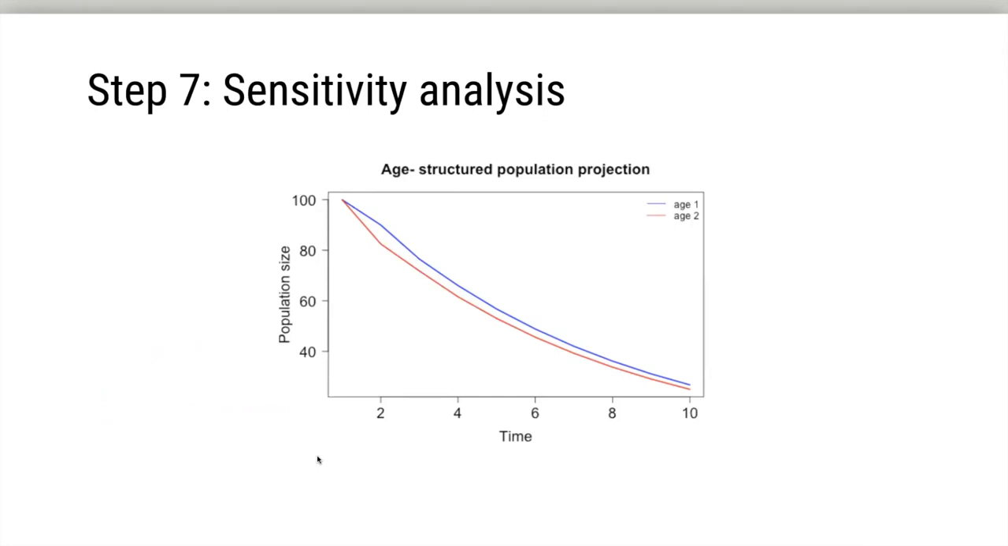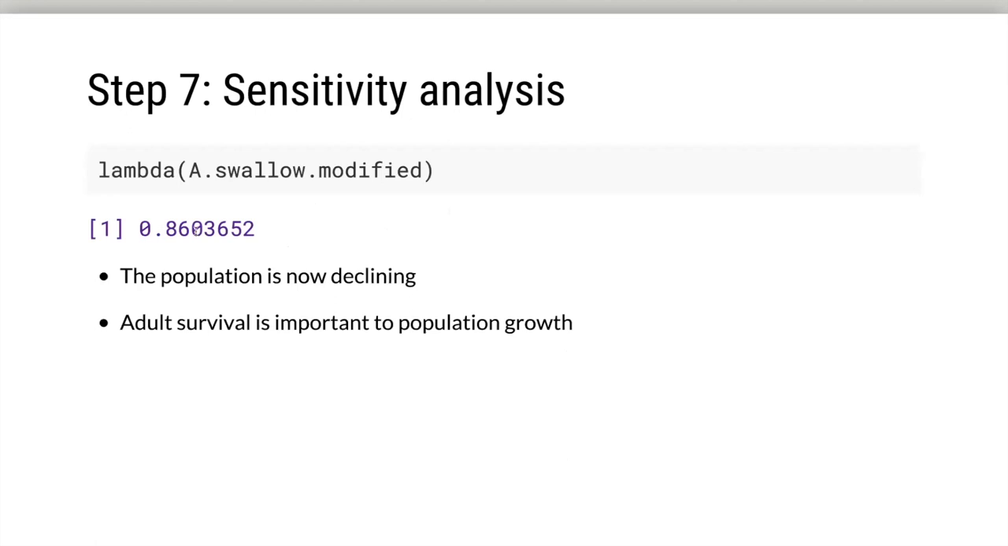So it's very interesting because we can really play with the value of each demographic parameter independently, or on several demographic parameters at the same time, to see which one controls the dynamic of the population and which ones are more important to act on if we want to protect or regulate a certain population. So when I modified adult survival, I see now that the lambda of the population is less than one. So the population is declining, which means that obviously adult survival is important for population growth.